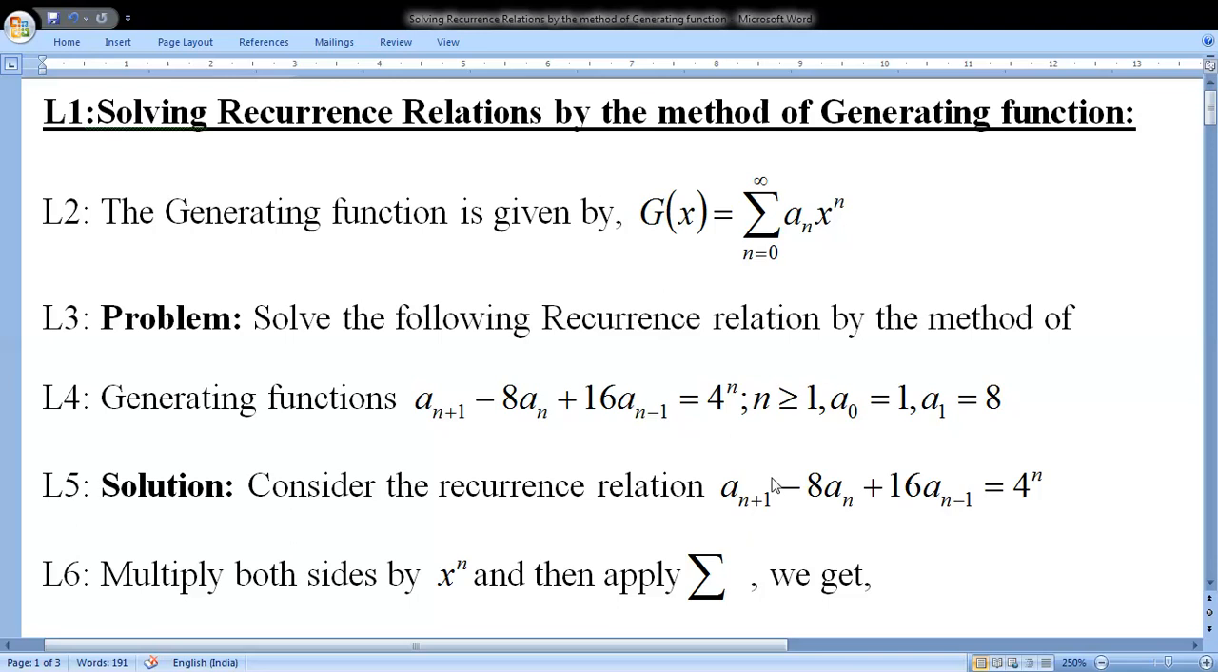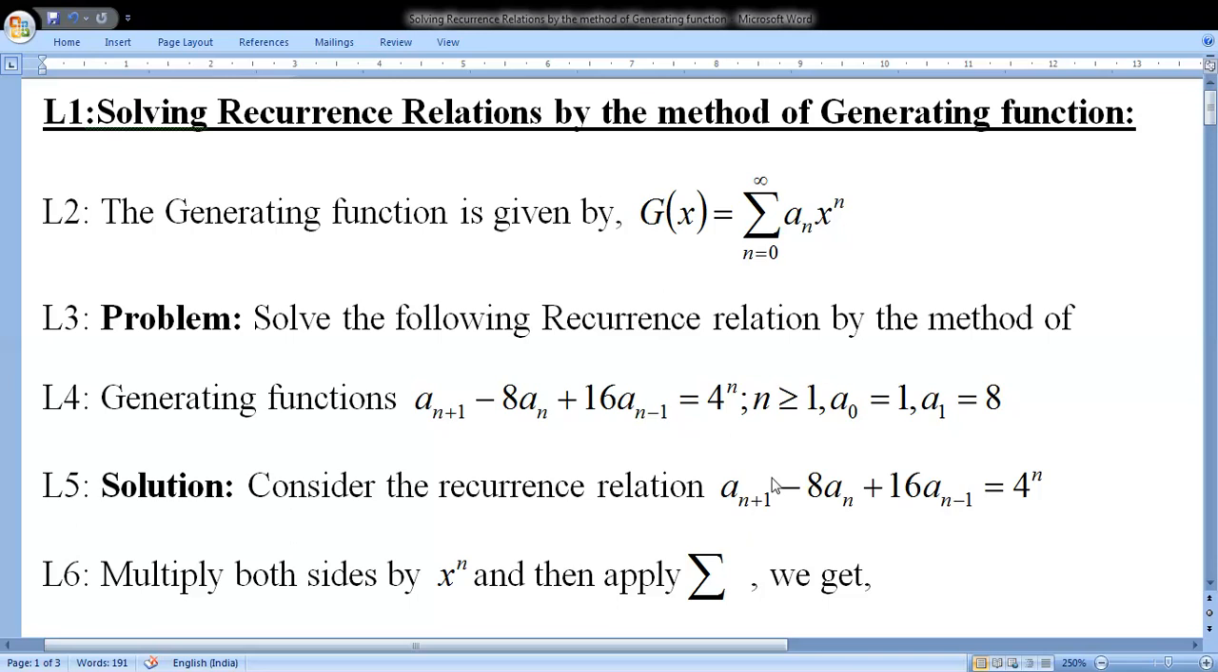Now, I am going to explain how to solve recurrence relations by the method of generating functions. The generating function is given by g(x) = sigma n equals 0 to infinity a_n x^n. In this display, L1 represents line 1, L2 represents line 2, and so on.